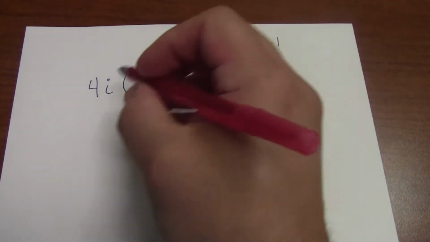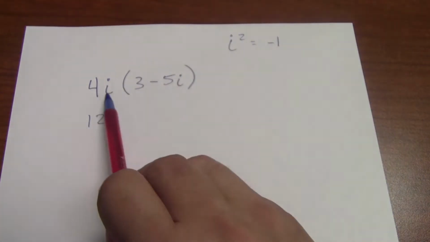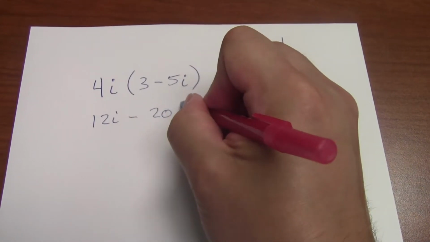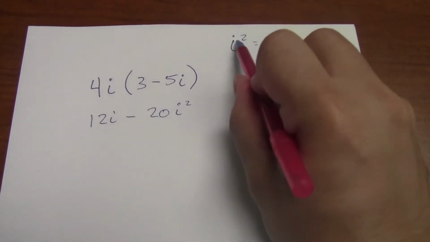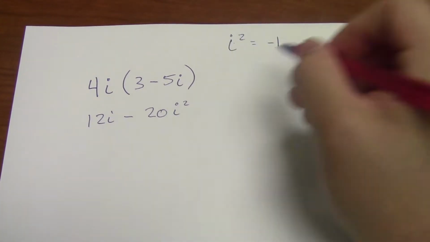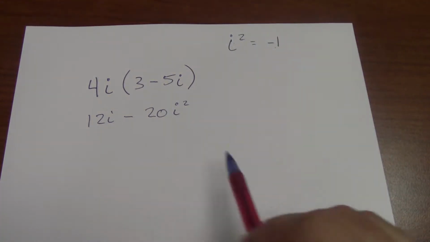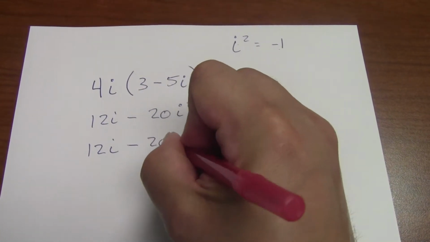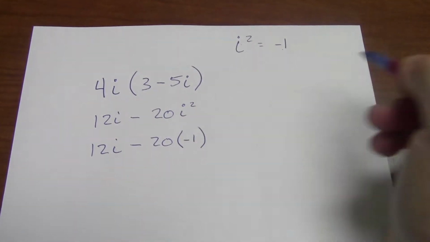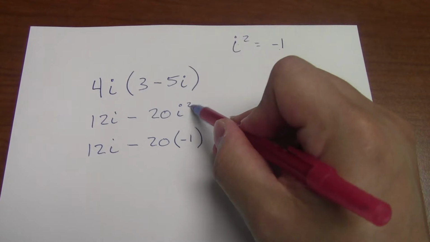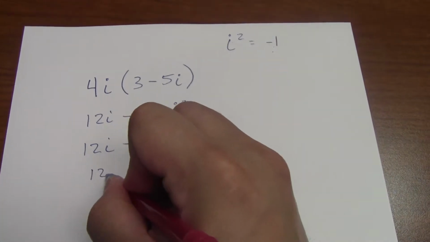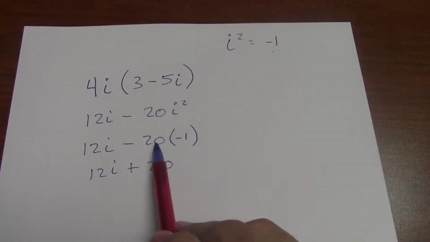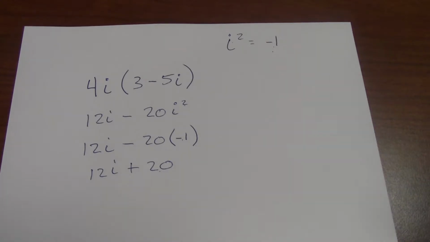So in this case, I have 12i, 4i times 3, minus 20i squared. So at some point this is going to be a negative 1. Now I don't have any other numbers, so I can go ahead and start reducing. 12i minus 20 times negative 1. Alright, remember, i squared is really a negative 1. 12i plus 20. Negative 20 times negative 1 is positive. And that's your answer.